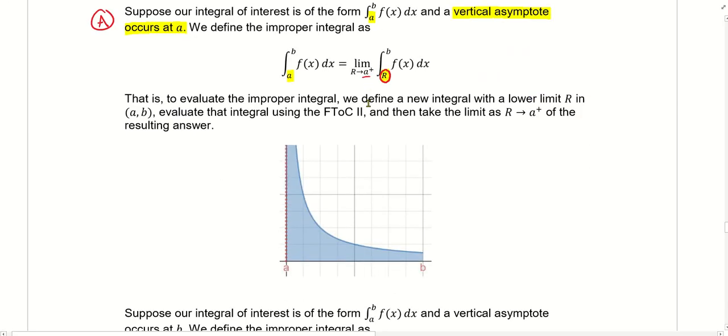And why does it have to be from the right? Well, this makes a little bit more sense visually. So let's say that this is a graph of our function f of x. And let's say, you could kind of see it on here, it's a little bit hard to see, but I've got a dotted line at a to indicate that this is where we have a vertical asymptote.